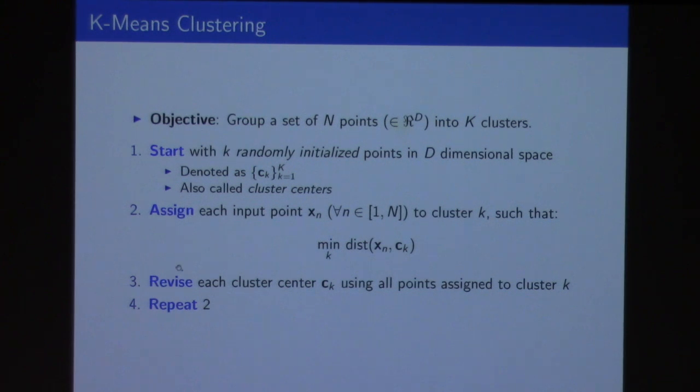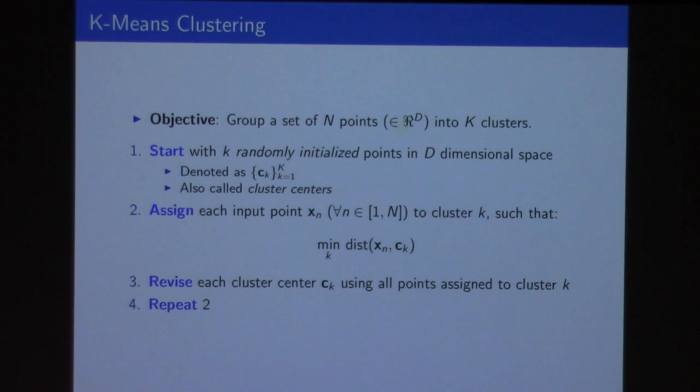And then comes the next step where you revise your cluster center. Now you have a set of points that belong to a cluster, and you revise your cluster center using all the points that are assigned to cluster k. This is a little general, so how do you revise it? One very standard way in k-means is you just compute the centroid of your points. You have some number of points in your cluster, and each one is a vector of d dimensions. You just take the column mean, and that becomes the centroid. But there could be other ways to do that as well, right?